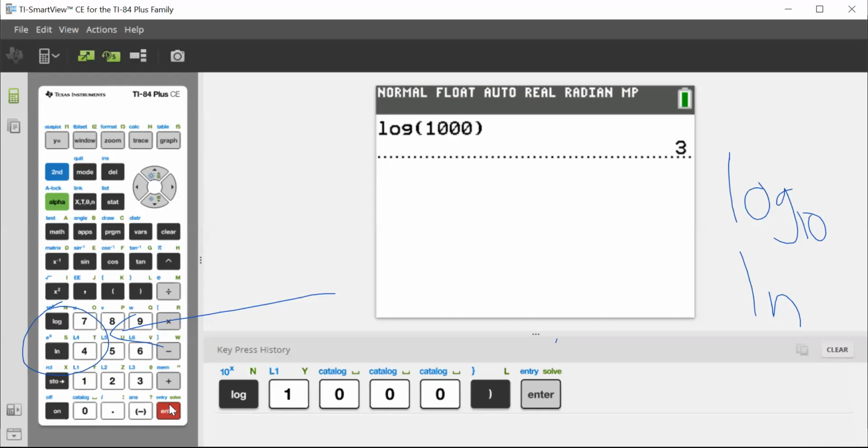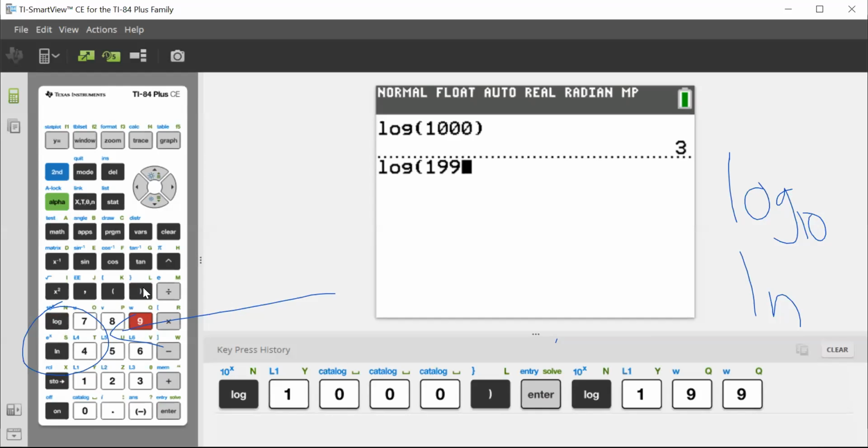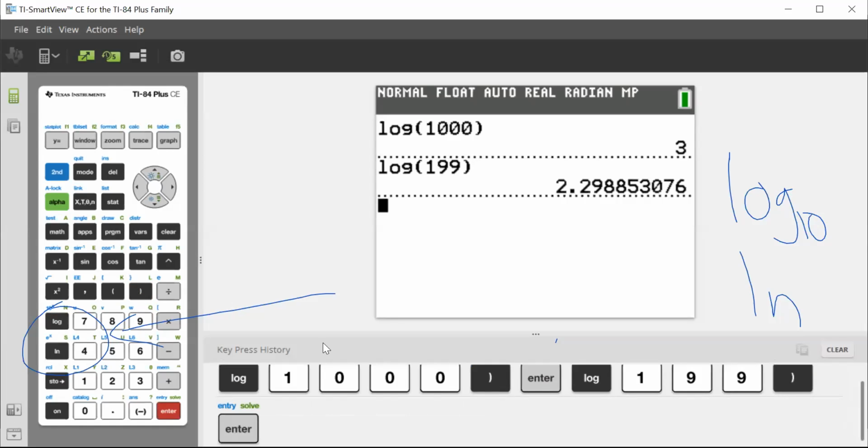But what the calculator can also do for us is find log of numbers that are not powers of 10. So for example, let's say we want to know log of 199. Well, I don't know about you guys, but off the top of my head, I can't tell you to what power 10 has to be raised to give me 199. So go ahead and press enter there. And notice that it gives us the answer as a decimal, so 2.298853076.